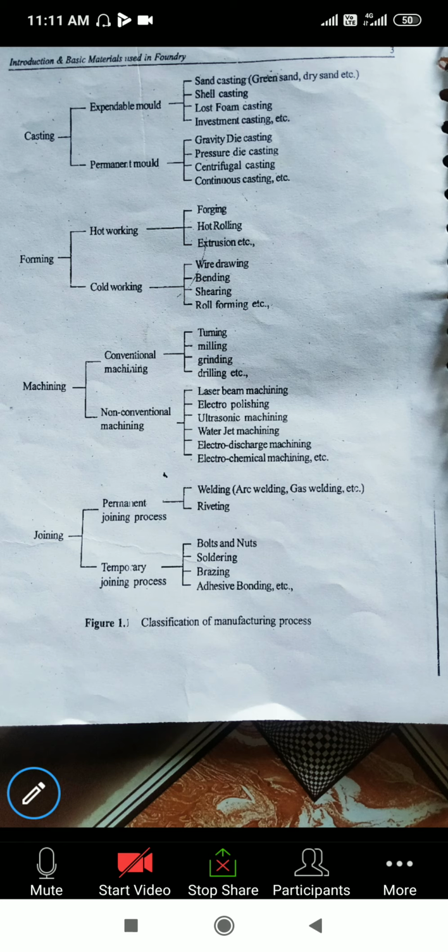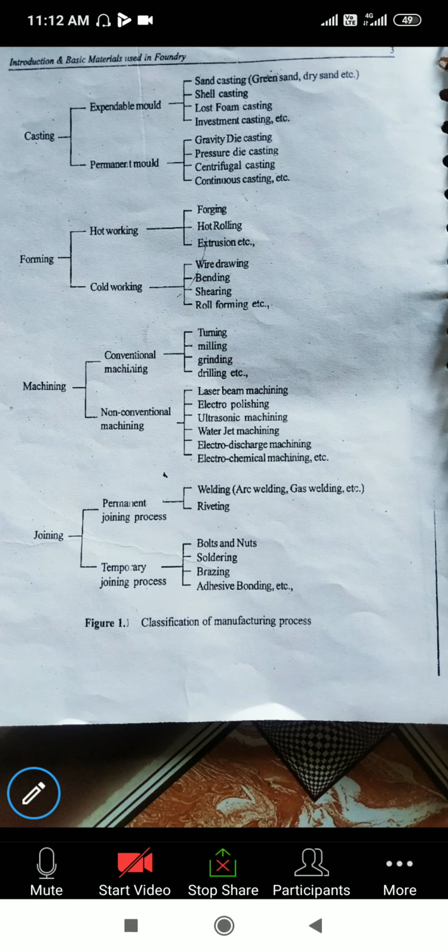Now next is extrusion. Extrusion is nothing but an external force being applied on the workpiece to extend its original size or to change its original size. This is what extrusion is.